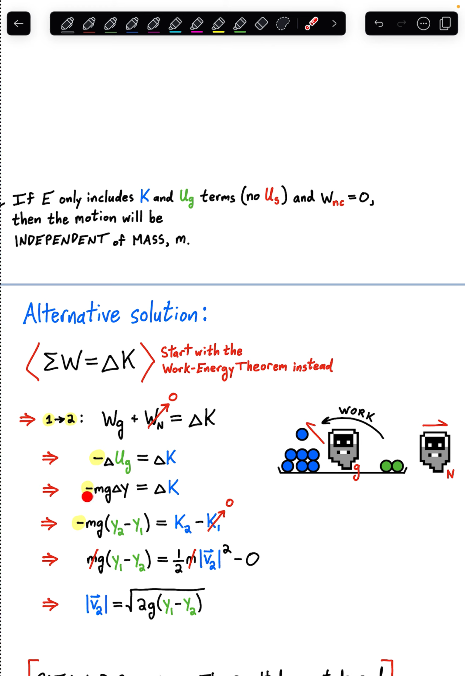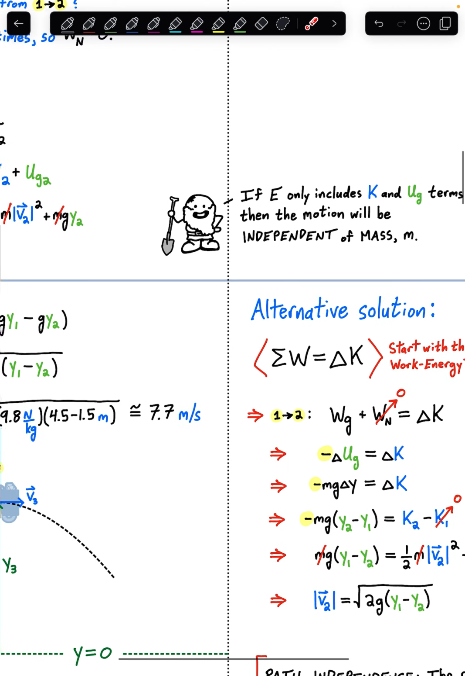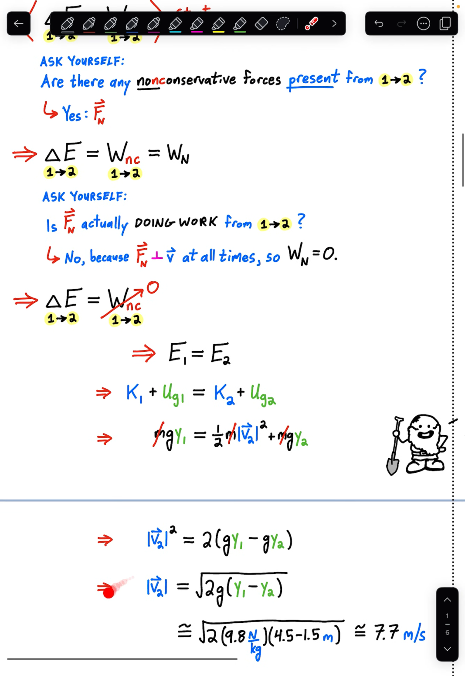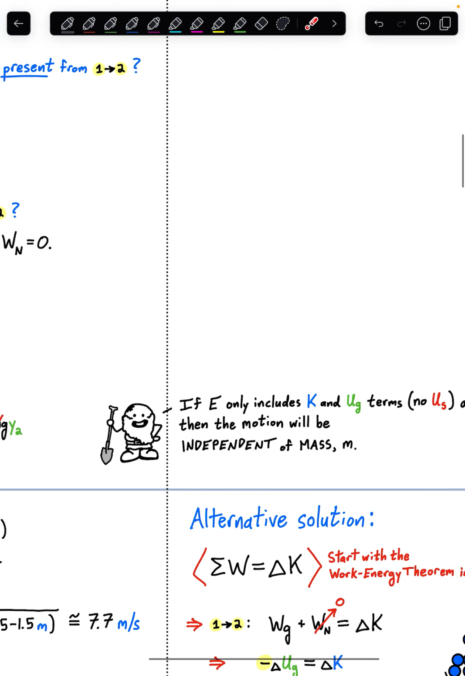We'll replace delta UG with mg delta y. Delta y is y final minus y initial. Delta K is K final minus K initial. K initial was 0 because we started at rest up there at moment 1. Here we're going to plug in one-half mV squared for K2, and we see mass cancels at that stage. I've distributed that minus sign to flip these two terms, and we can rearrange this to solve for V2, and we get the same expression for V2 using this work energy theorem based approach as we got here from our conservation of mechanical energy based approach. We get to the same place either way.